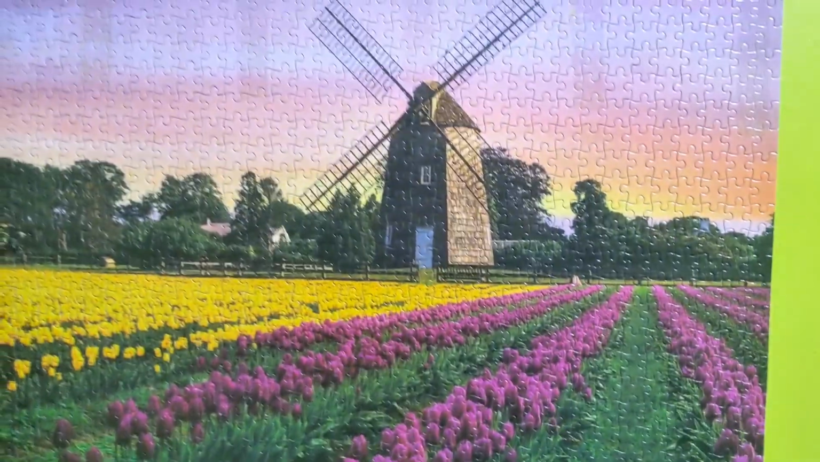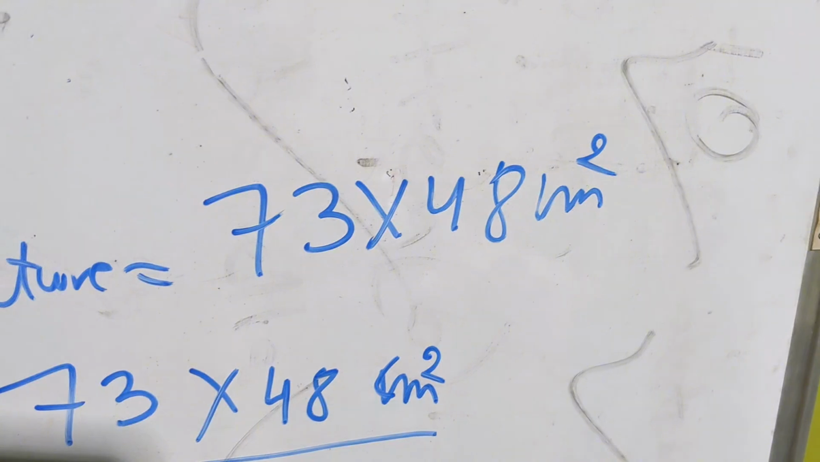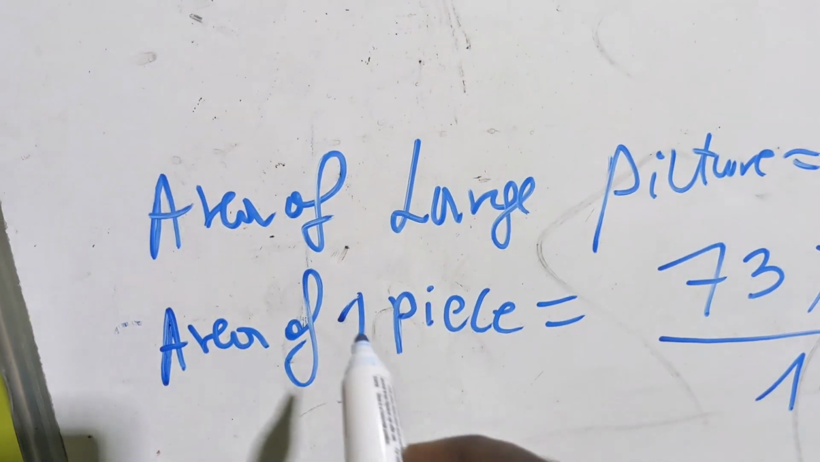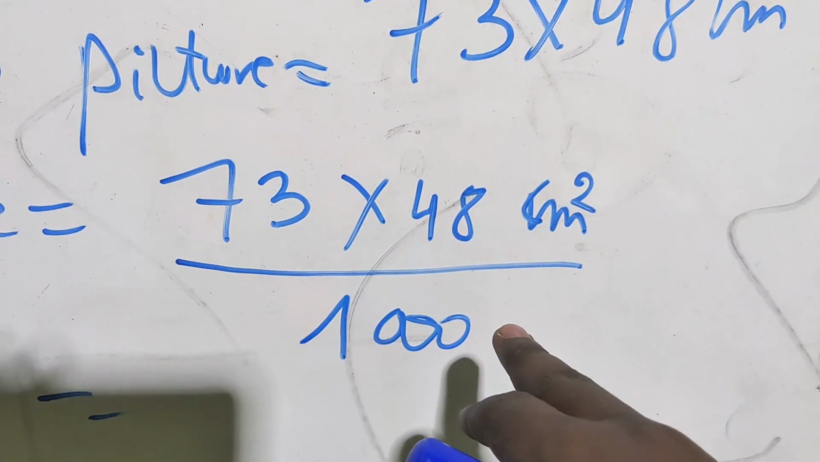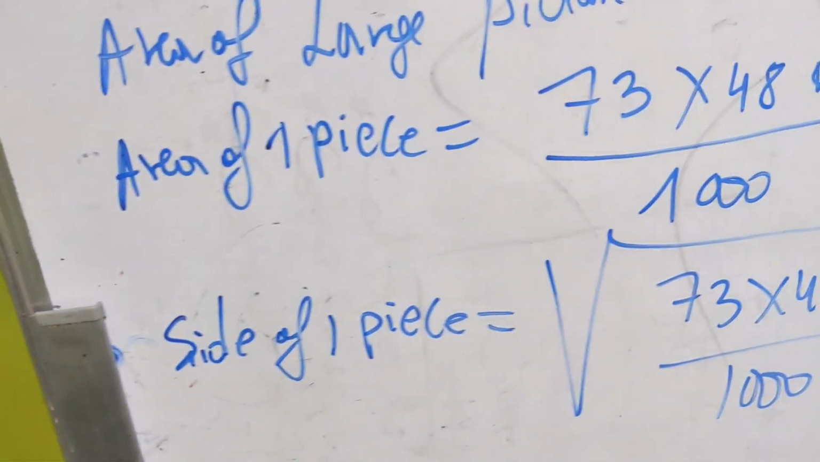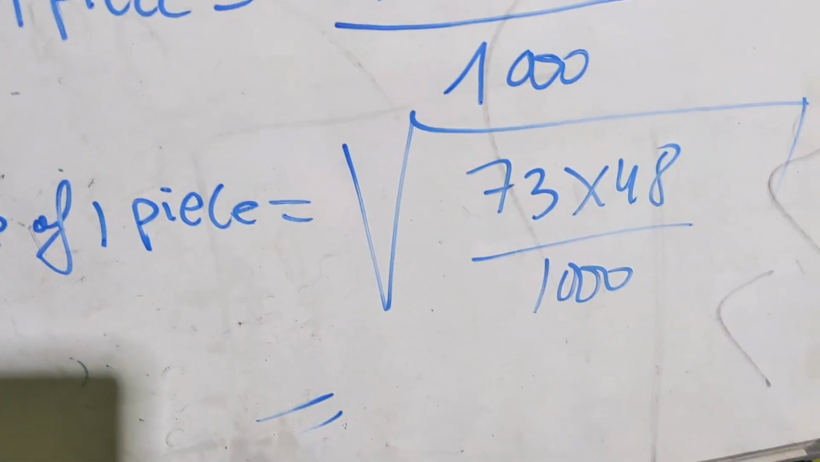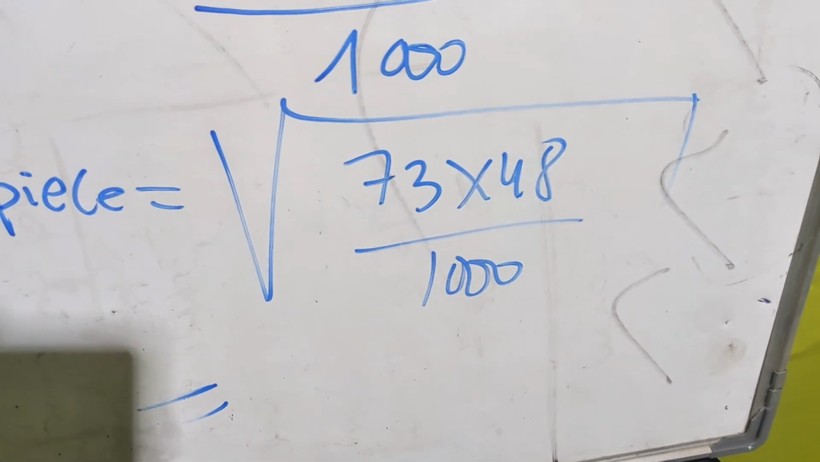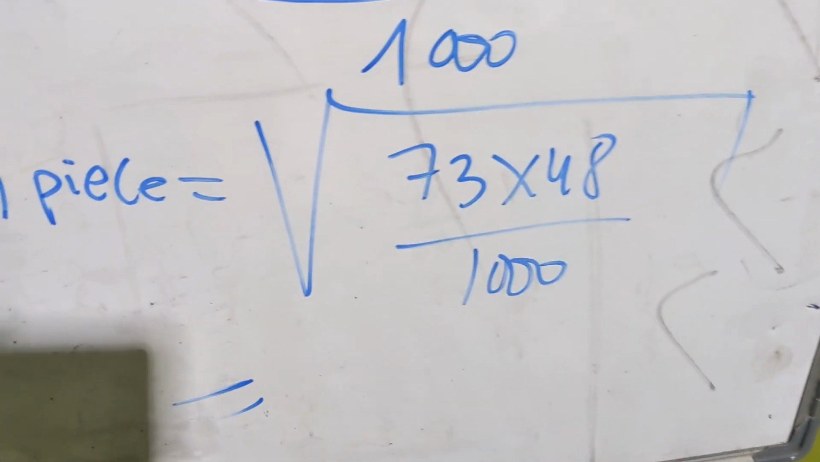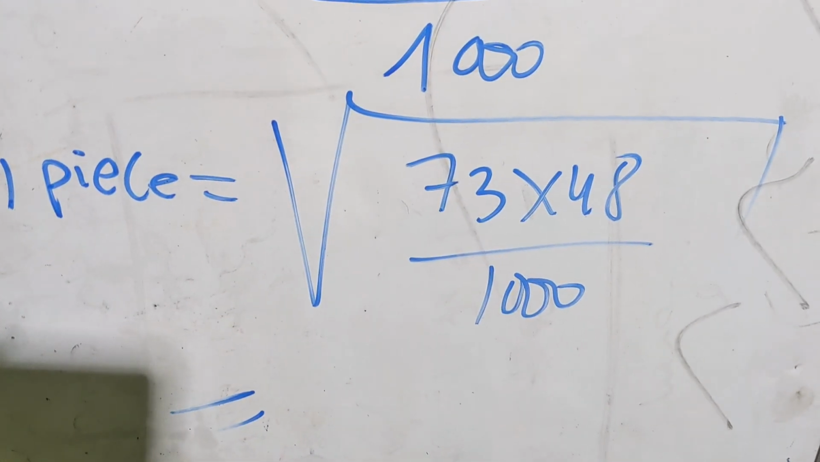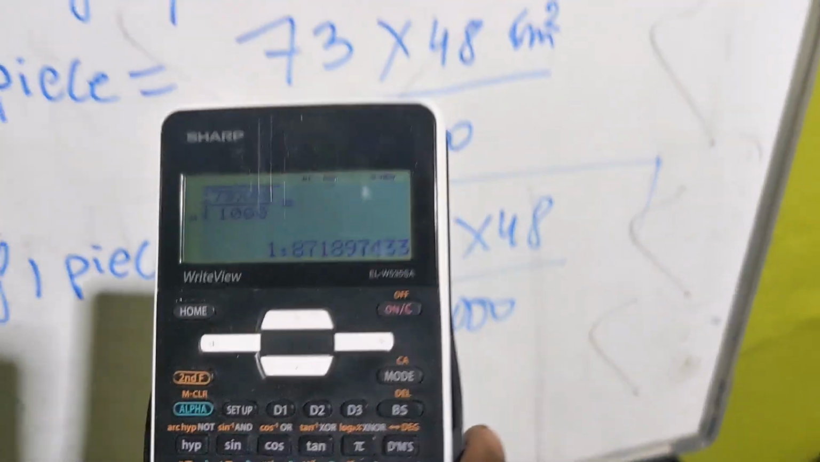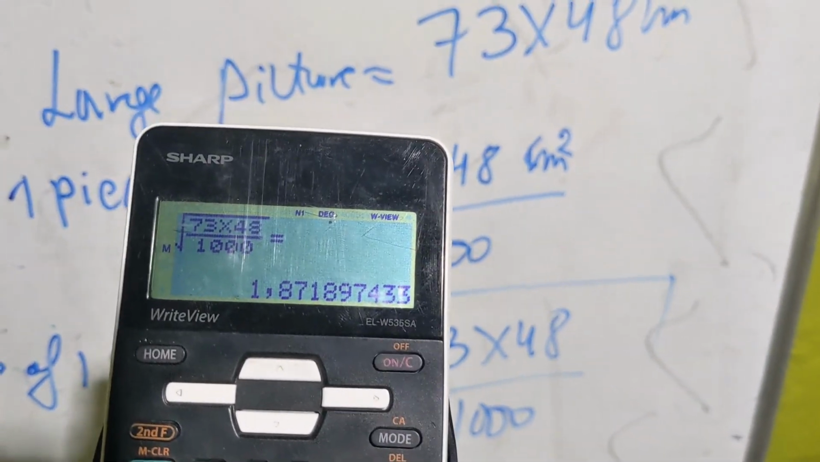So the area of this very big picture is 73 times 48, and the area of only one piece, if you assume that all the pieces are equal in area, will be this divided by 1000. And of course, the side of one piece, if we assume that it is a small square, will be the square root of its area, and that happens to be 1.87.